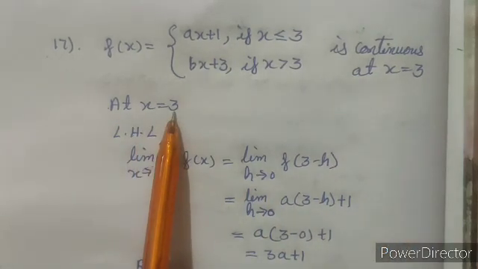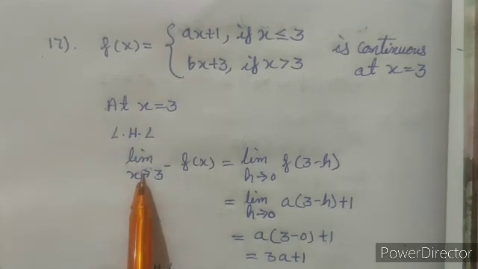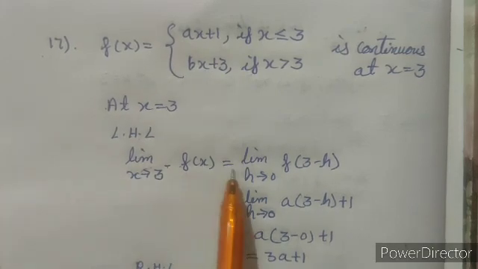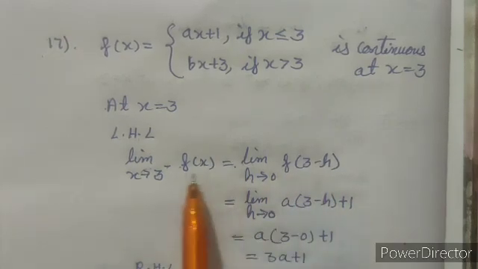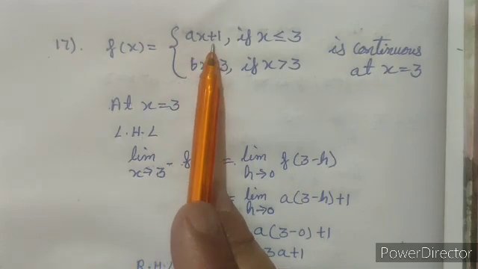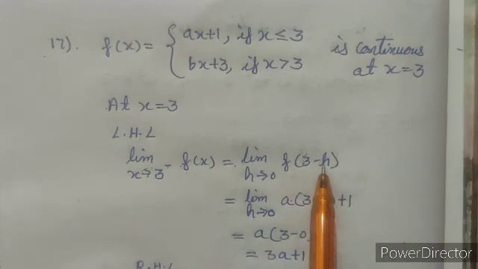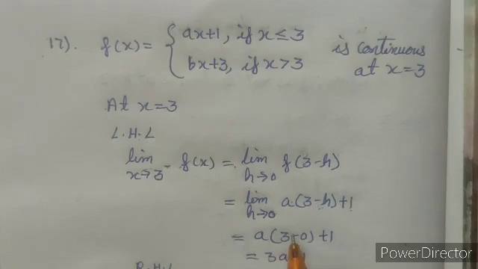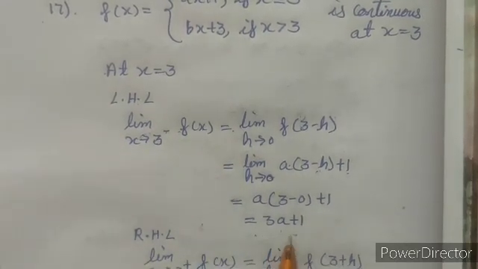Now at x equal to 3, first of all we will find out the left hand limit. This will be limit x tends to 3 minus, that means on the left of 3, f(x) equal to limit h tends to 0 f(3 minus h). For less than 3 the value of f(x) is ax plus 1, so it will be a into (3 minus h) plus 1. Now on taking h equal to 0, we are getting the left hand limit as 3a plus 1.